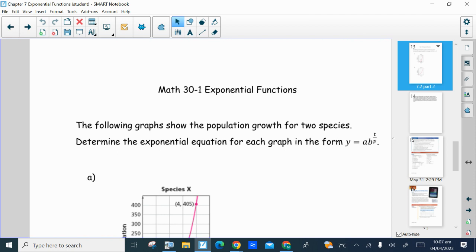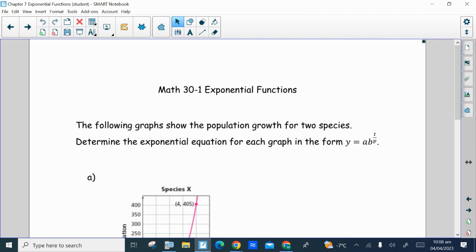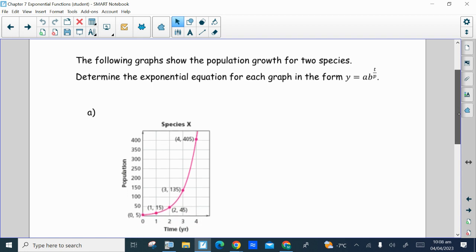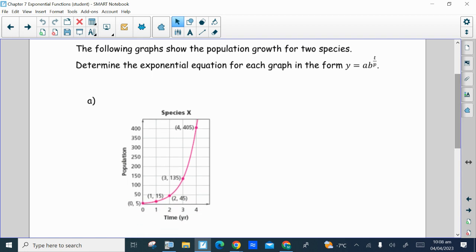So, the following graphs show population growth for two different species. Determine the exponential equation for each graph in that form. Remember that this is the equation that you're given on the formula sheet, right?